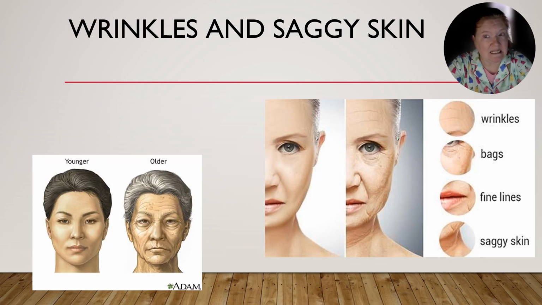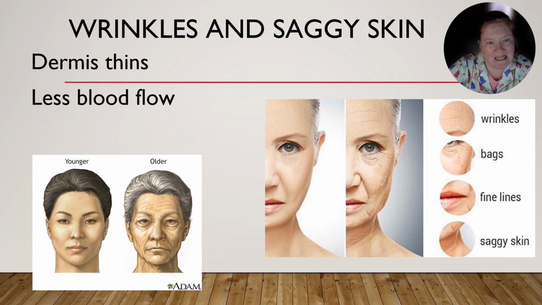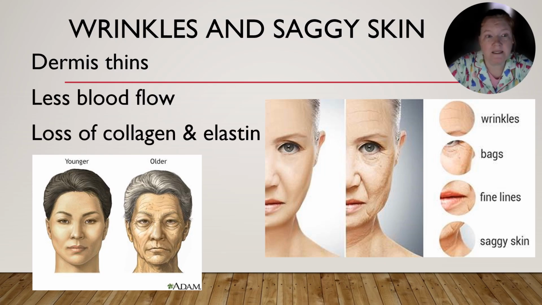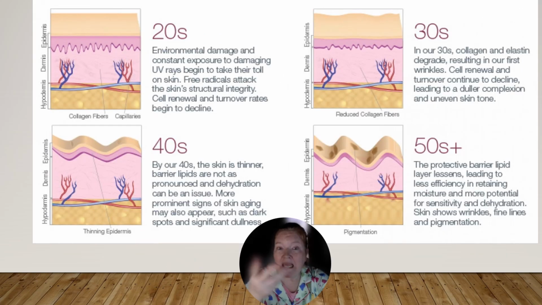We get wrinkles and saggy skin. That's because our dermis thins, there's less blood flow, and we lose some collagen and elastin in the dermis, specifically of our skin. So here you can see the difference between young and old. We have breakdown of those collagen and elastin fibers in the dermis, as well as it getting thinner. So as we age, there are a lot of changes to the skin, but overall it's thinning, getting wrinkles.